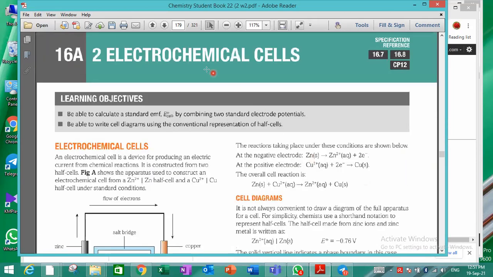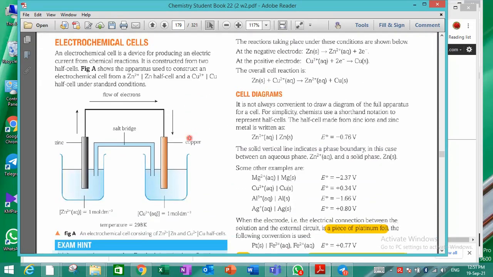Now, we come to what we call the electrochemical cells. What are electrochemical cells? Electrochemical cells is when we connect two different electrodes together. Now, we measured the standard electrode potential of zinc alone with the standard hydrogen electrode, and we measured the standard electrode potential of copper alone with the standard hydrogen electrode.